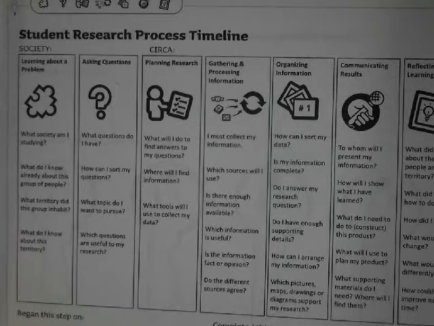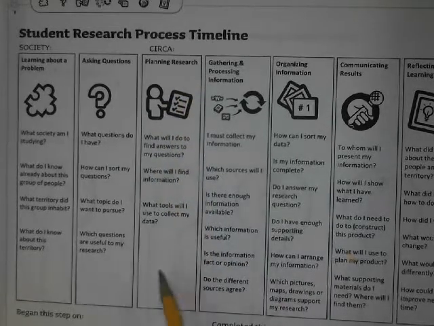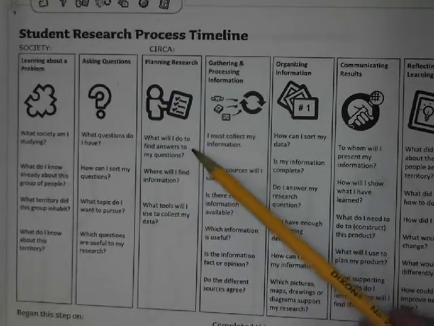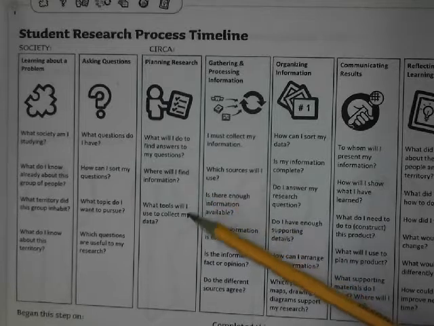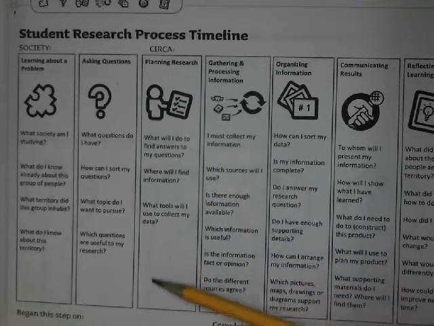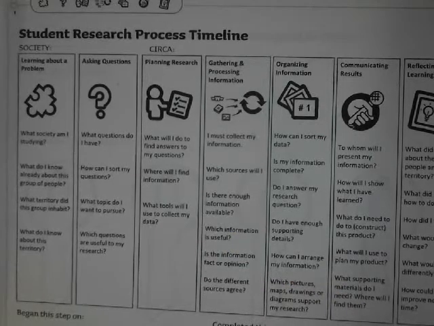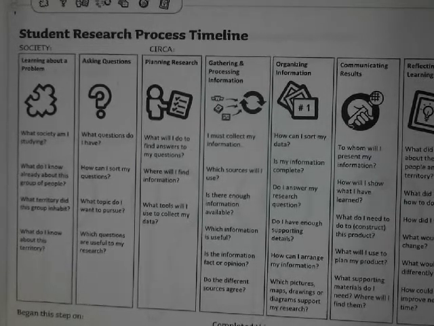Then after determining what needs to be found, you should have had a plan of research. So what will I do to find answers to my questions? Where will I find this information? And what tools will I use to collect my data? So this is talking about, are you going to go to the library? What books are you going to get? Why are you getting those books? Are you going to go to the internet? What search engine are you going to use? What keywords might you type in to keep yourself safe? And then are there any experts or mentors you can then interview? What interview questions might you ask? Or are there any museums or exhibits that you can go to?